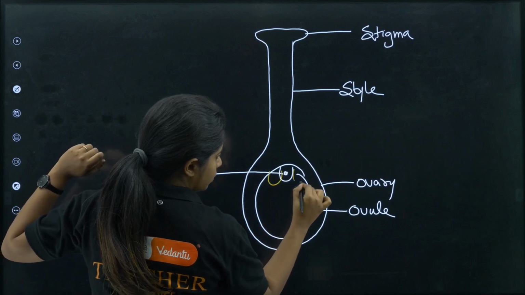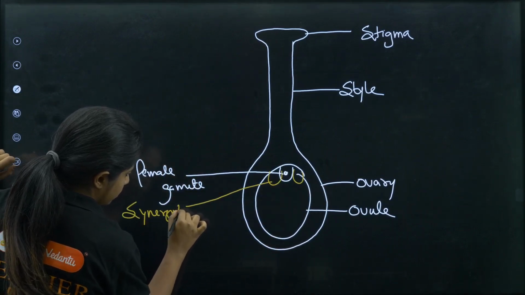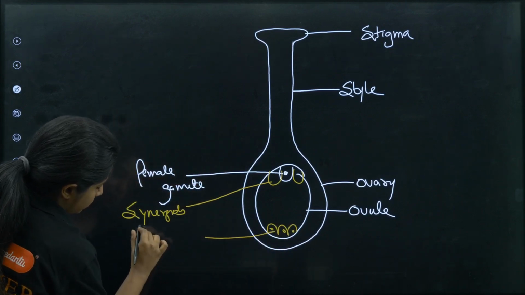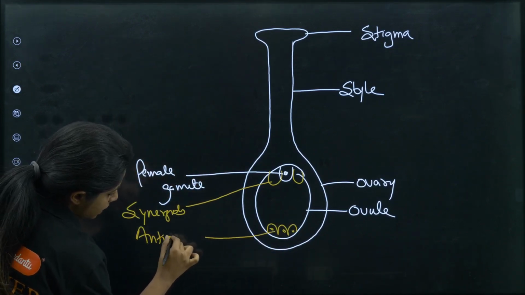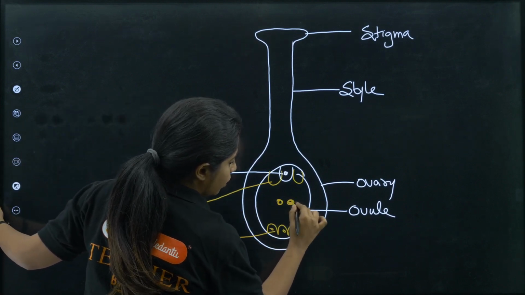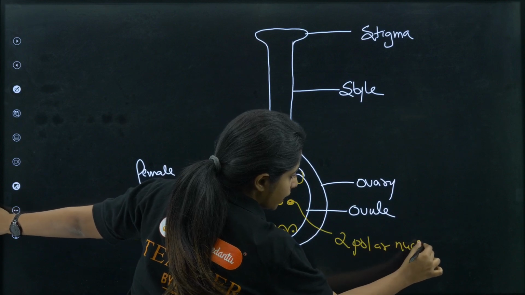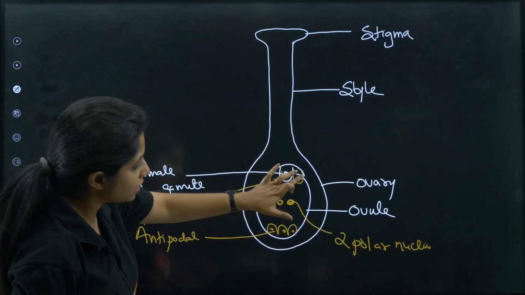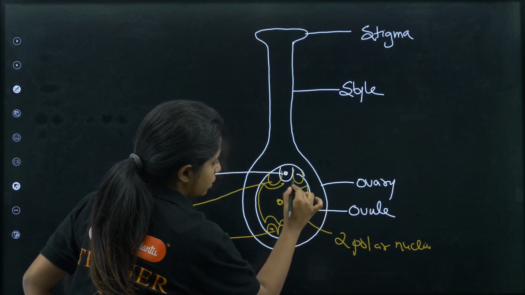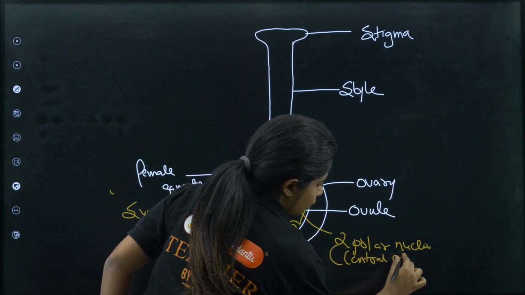So there are cells over here which you call synergids. There are cells over here, 3 of them, which you call antipodal. And there are 2 polar nuclei also here. The nuclei are just lying separately over there, and the cell which holds these nuclei is the biggest cell over here, and this is known as the central cell. The central cell has the 2 polar nuclei.